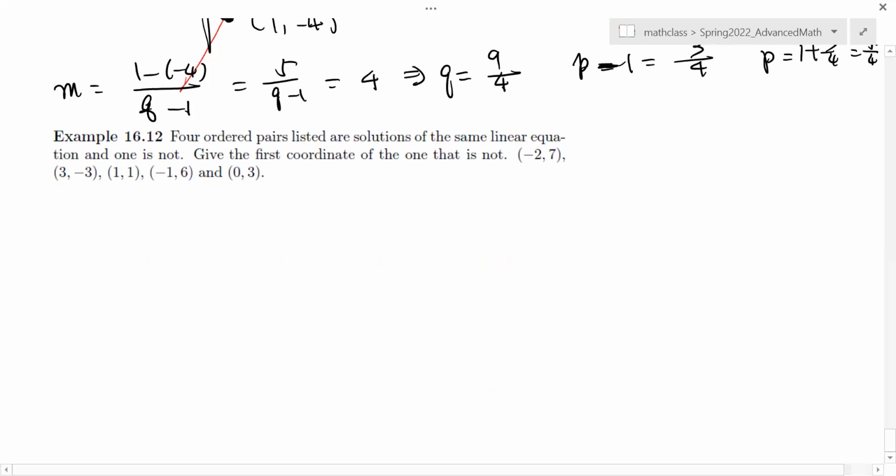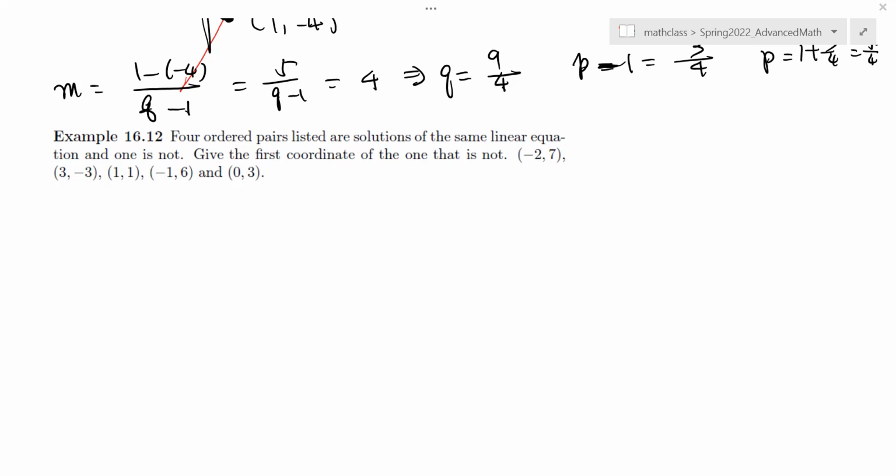So this one probably is the last problem. I don't have time left. All right. So for 4 ordered pairs listed, 3 are solutions of the same linear equation, and one is not. Give the first coordinate of the point that is not. Well, just find the point which is not on the line. 3 of the points are on the same line, and one of the points is not on that line.